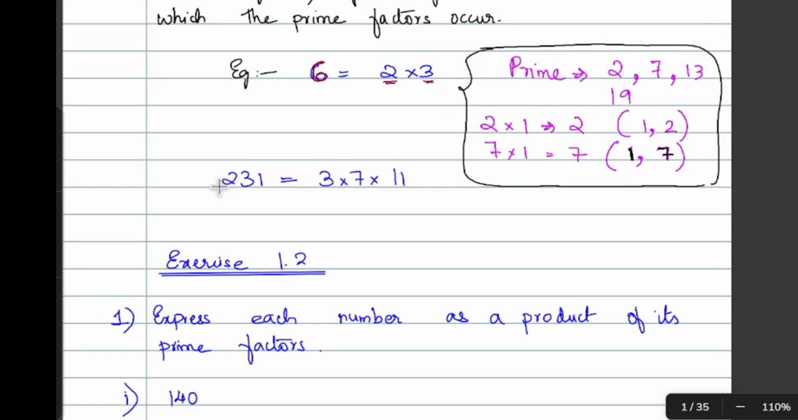If I write the number 231 and need to factorize it, its factors are 3, 7, 11. Here you can see that 3 is a prime number, 7 is a prime number, 11 is a prime number, and 231 is a composite number.